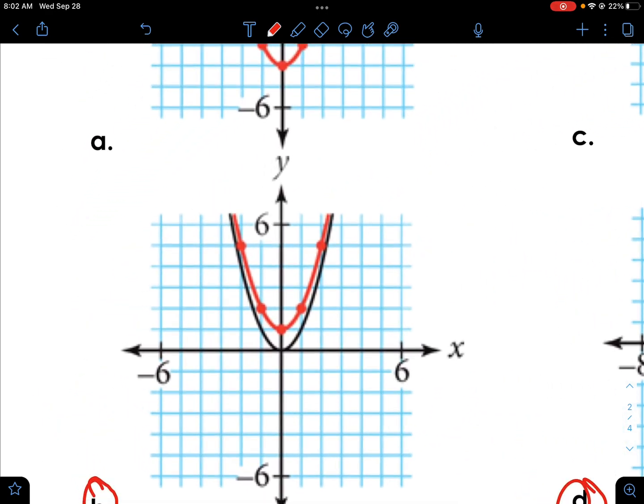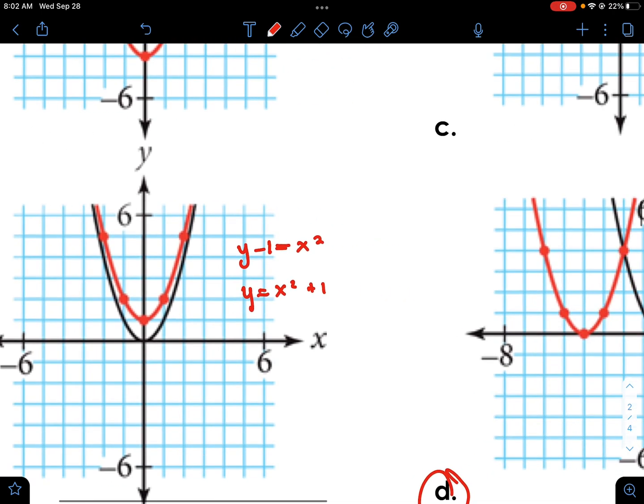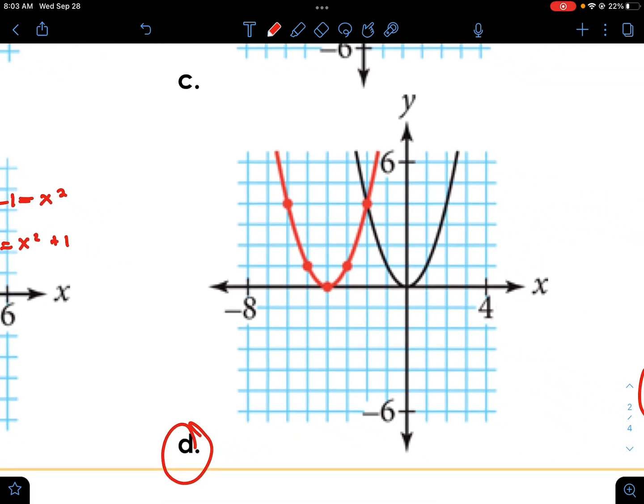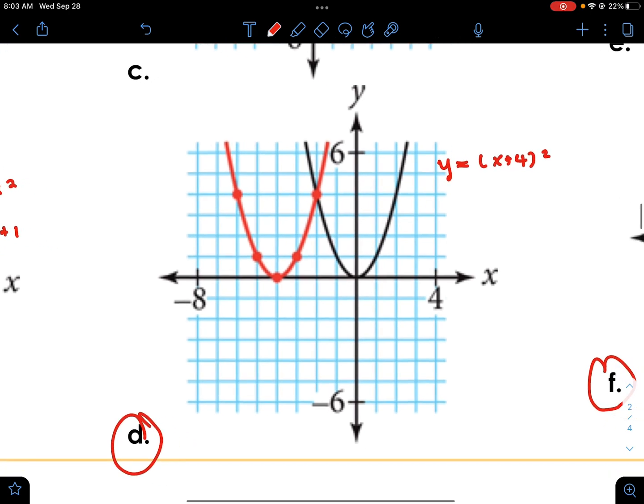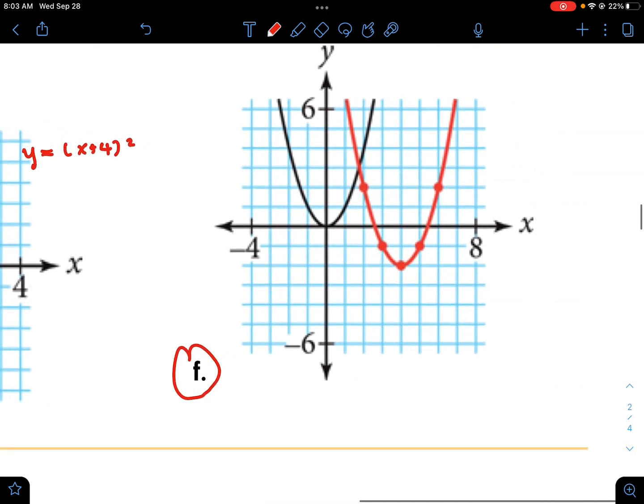So for B, it has moved up 1 unit, so we'd have something along the lines of y minus 1 equals x squared, or y equals x squared plus 1. For D, we'd have something that says y equals (x plus 4) squared, because it has moved 4 units to the left. And finally, with F, we would have something that says y plus 2, because it moved down 2, equals (x minus 4) squared. Again, how am I checking that?